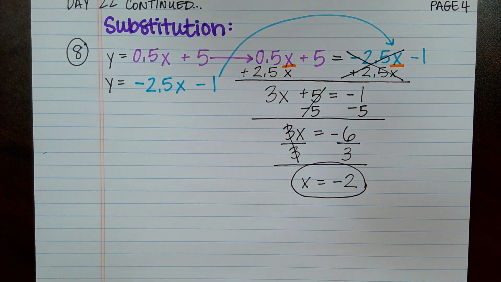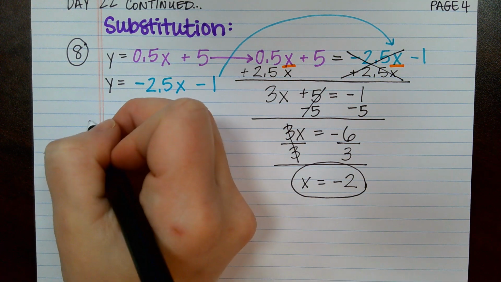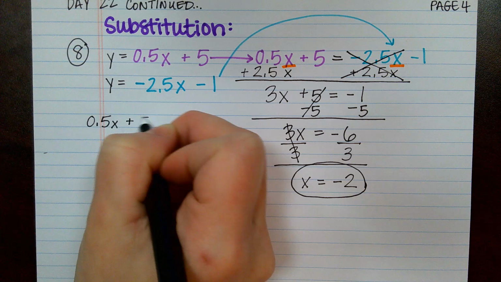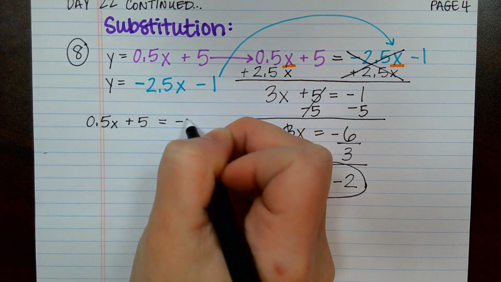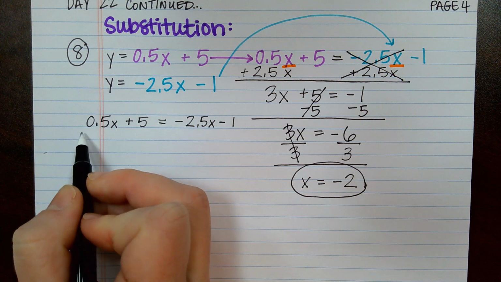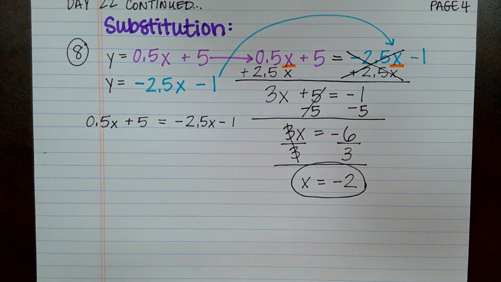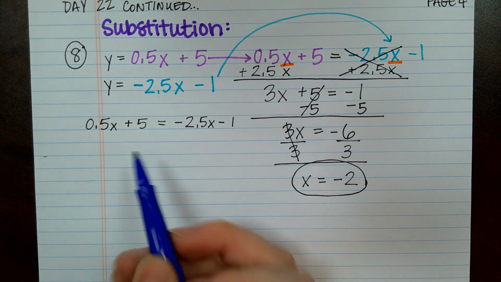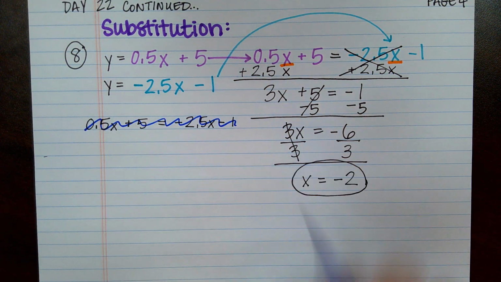Okay, so here, let's write out what you did. 0.5x plus 5 equals negative 2.5x minus 1. So you're saying you subtracted? Oh, what'd you do? I totally lost the negative on the 2.5. I gotcha. It's easy to make little mistakes like that, but at least you caught it. All right, so we don't need that anymore. So we have our value for x.